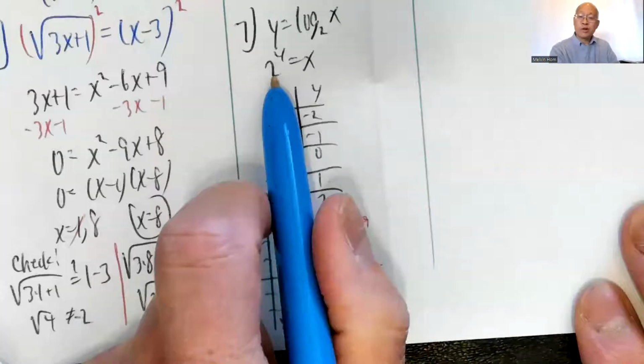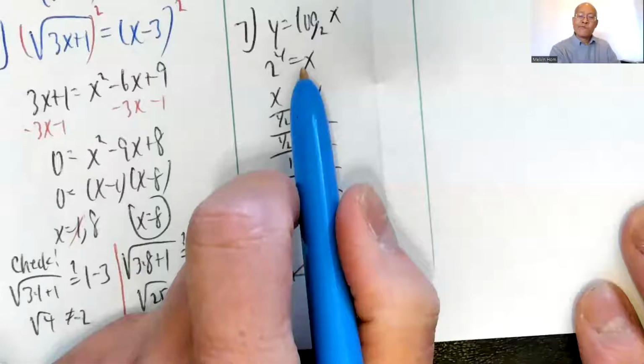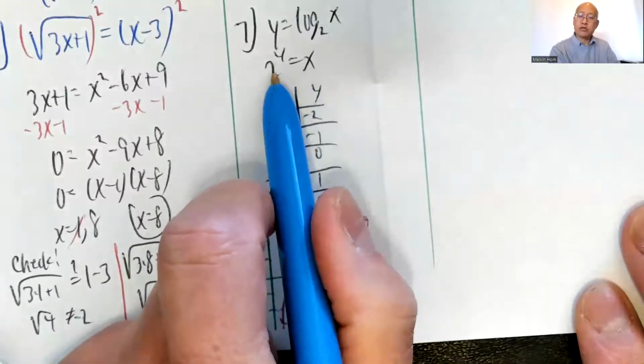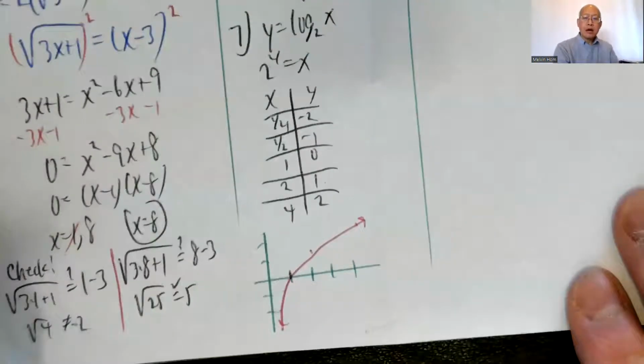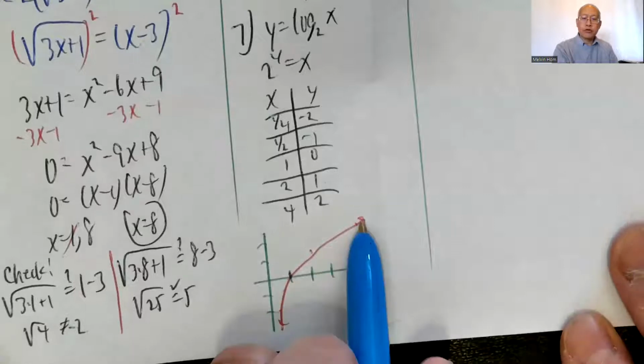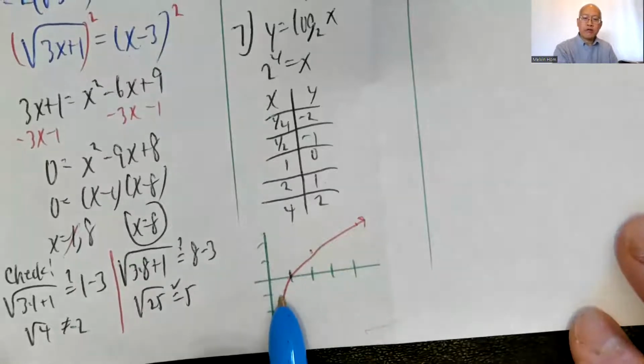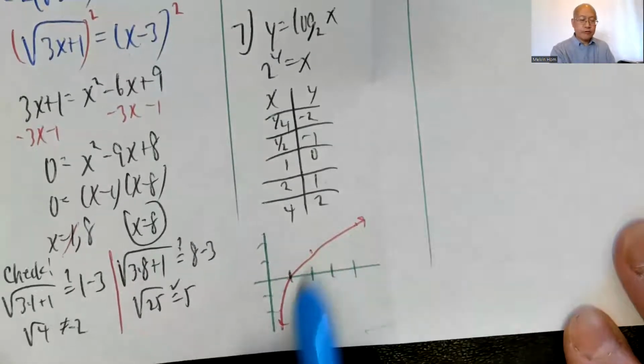Plug in negative 1, 2 to the negative 1 is 1 over 2. And plug in negative 2, 2 to the negative 2 is 1 over 2 squared, 1 over 4. All right, so here's 1, 0, 2, 1, 4, 2, 1 half comma negative 1, 1/4 negative 2, so the log function looks something like that.